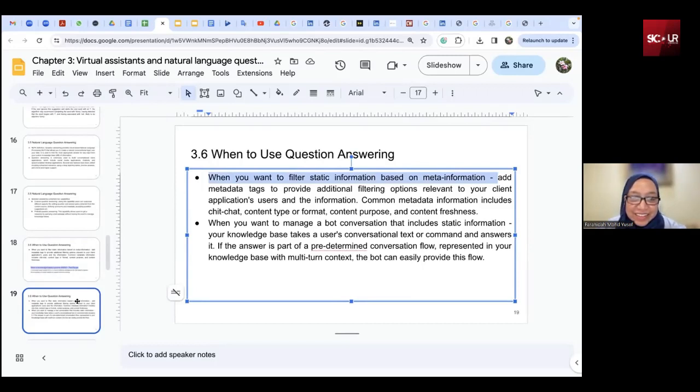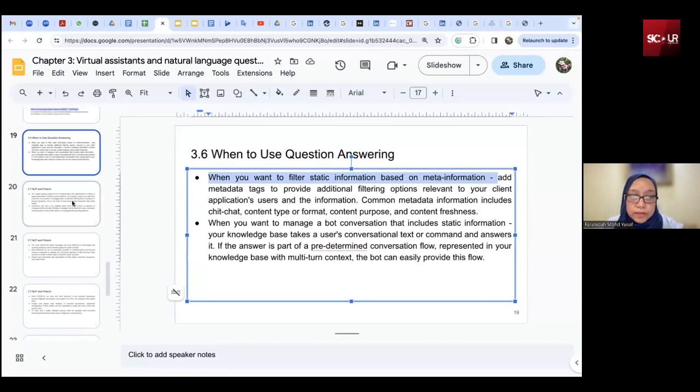So when you want to manage a bot conversation that includes the static information, your knowledge base takes a user's conversational text or command and answers it. So if the answer is part of the predetermined conversation flow, represented in your knowledge base with the multi-turn context, the bot can easily provide this flow.